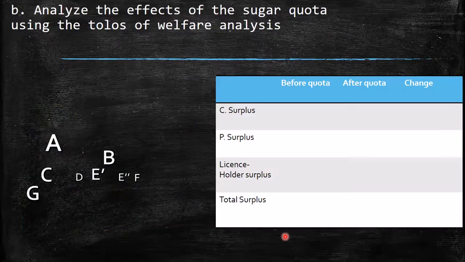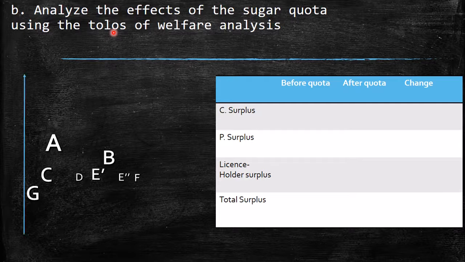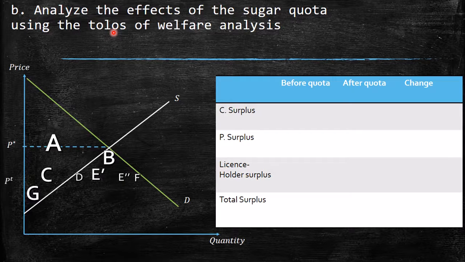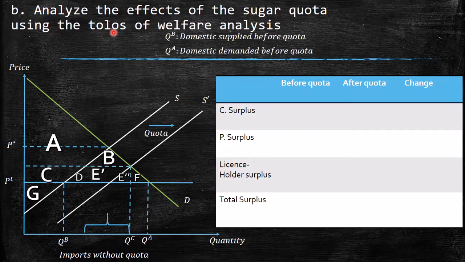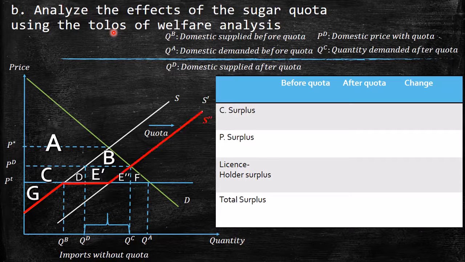Okay, so B says analyze the effects of the sugar quota using the tools of welfare analysis. So here we have again the price and the quantities. Here we're going to represent the quota. Okay, so first the consumer surplus before the quota. Before the quota it was all this part. It was the triangle made of A, B, C, D, E, E prime, E2 prime, F. Okay, it was all the triangle. It was considered the consumer surplus before the quota because they had to pay PT.